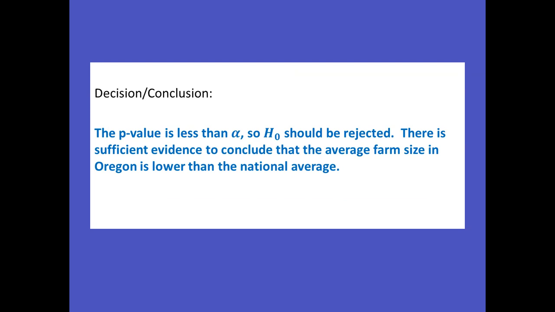As far as the decision about the null hypothesis is concerned, alpha was 0.05, p-value is 0.036, so the p-value is less than alpha, so we should reject the null. Then the full-fledged conclusion, there is sufficient evidence to conclude what's in the alternative hypothesis, that the average farm size in Oregon is lower than the national.